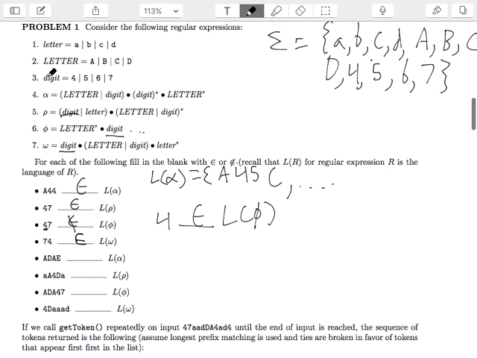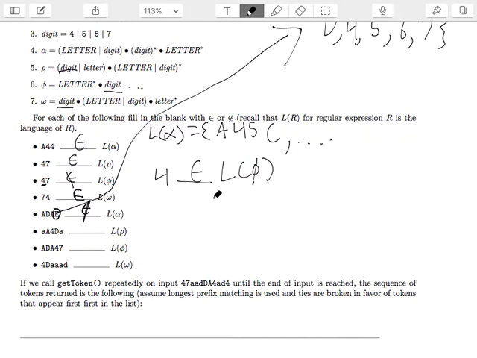A, D, A, E, is that in the language described by alpha? I have a letter, followed by a digit. Digit has to go to zero, followed by any number of letters, right? This should be in it. There's no E. There's no E, which may have been why we did this. So letter, capital letter, only matches the symbols capital A, capital B, capital C, capital D. Tricky indeed. Seeing if you're paying attention. Mechanically do it.